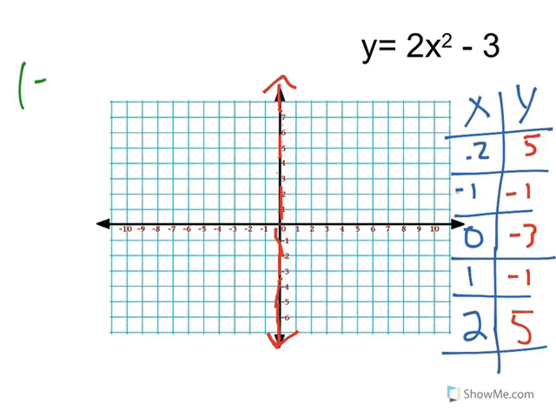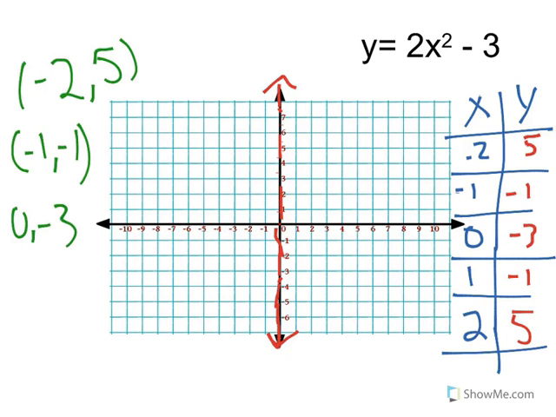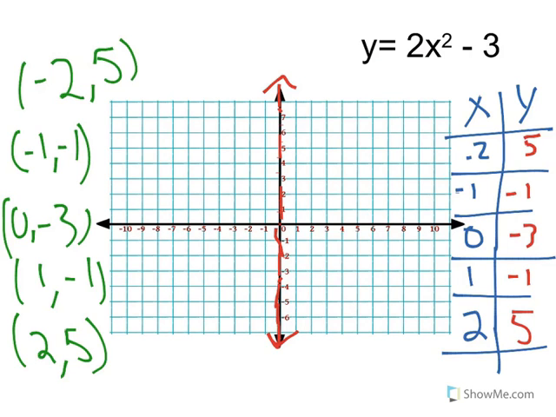So I have the coordinates negative 2, 5. I have negative 1, negative 1. I have 0, negative 3. I have 1, negative 1. And then I have 2, 5. So let's plot them. Negative 2, positive 5.